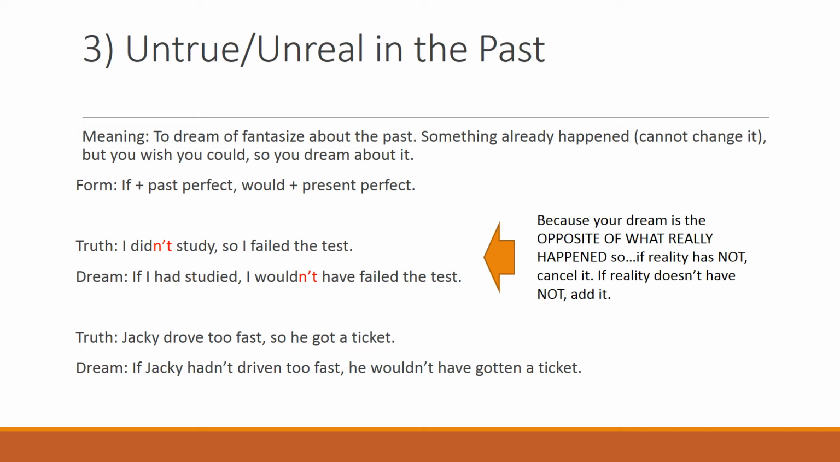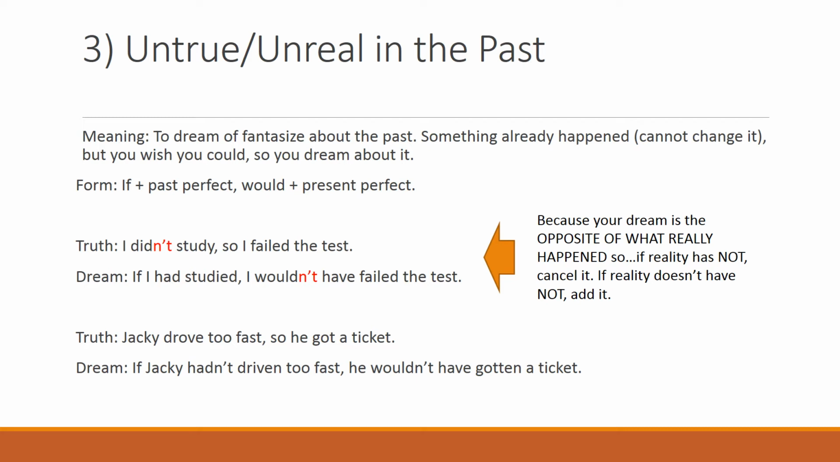So you have a dream or fantasize about the past. Something already happened, you cannot change it, but you wish you could, so you dream about it. That's when we use the untrue or unreal in the past, usually to talk about regrets. So the form is we use if plus the past perfect tense in the if clause, and would or could plus the present perfect in the result clause.